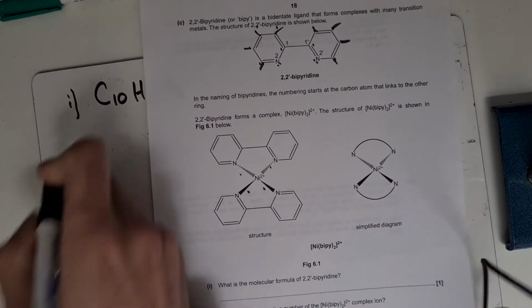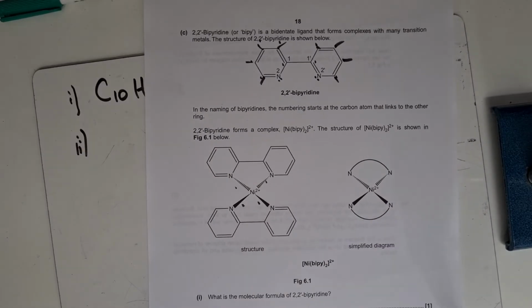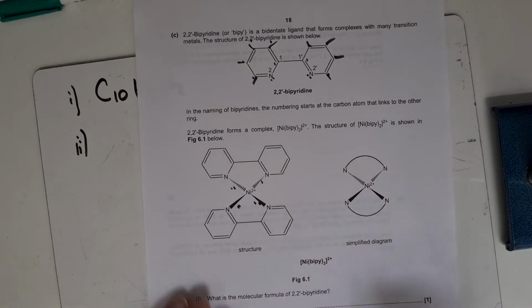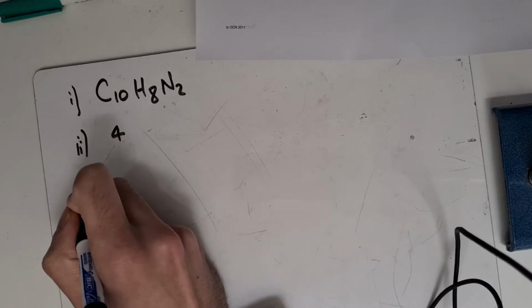In part 2, it asks what's the coordination number of the nickel complex ion. And we've got 1, 2, 3, 4 coordinate bonds. So the coordination number is 4.